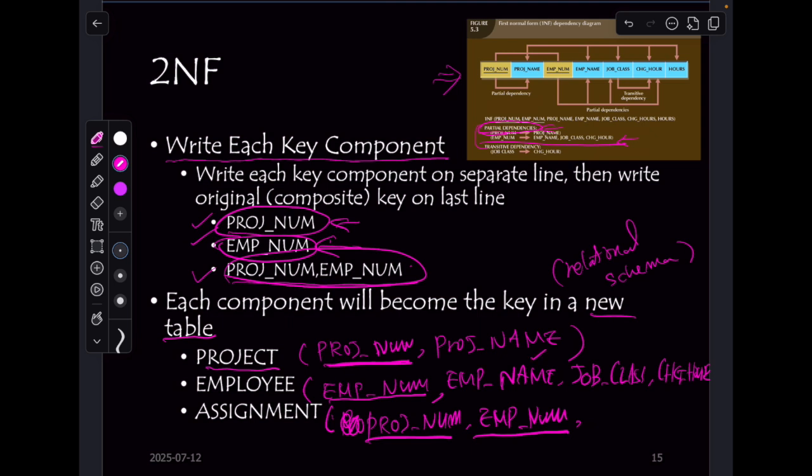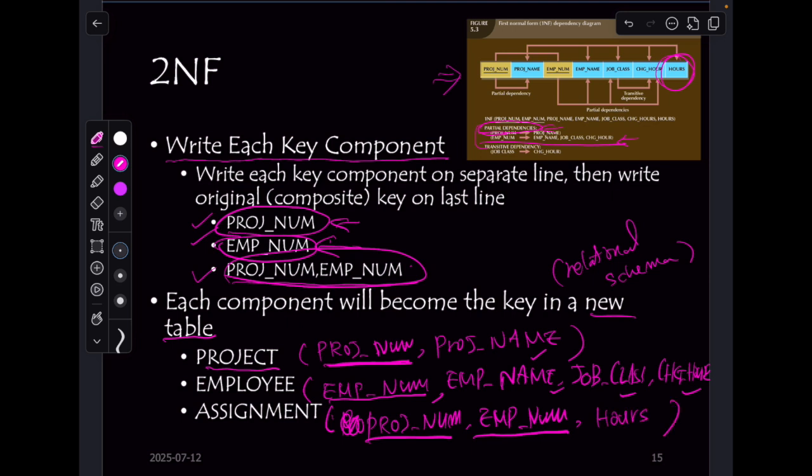Since project name is already in this new table, and employee name, job class, charge hour are in the second new table, what's left? There are only hours left. All other attributes are already moved to a new table. So here you need to write down only hours.